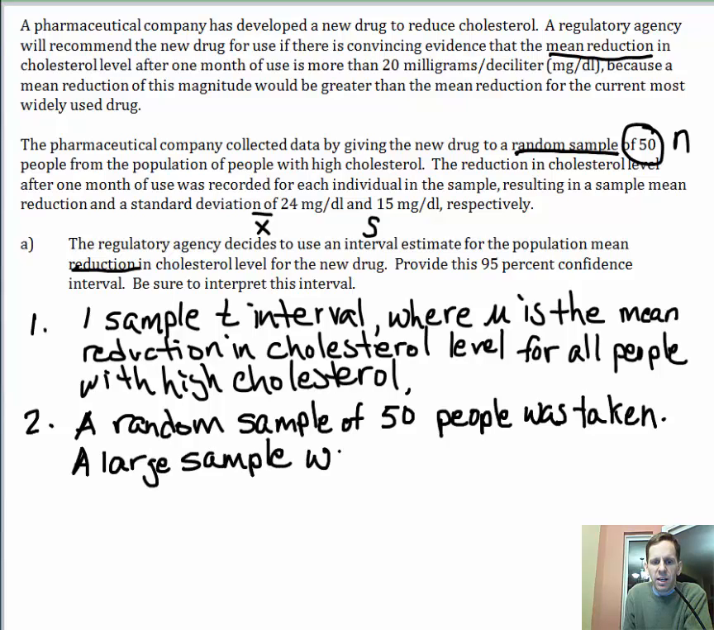And I'm going to define it as being bigger than 30. So I'm going to say a large sample was taken. In this case, our sample was 50, and that's bigger than 30. Our conditions have been met. We're on to step 3.